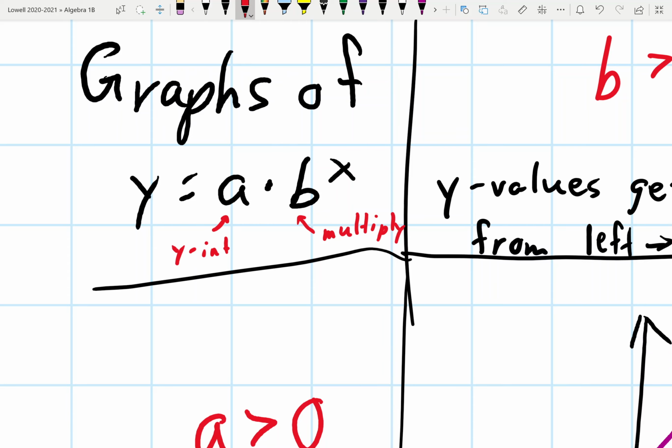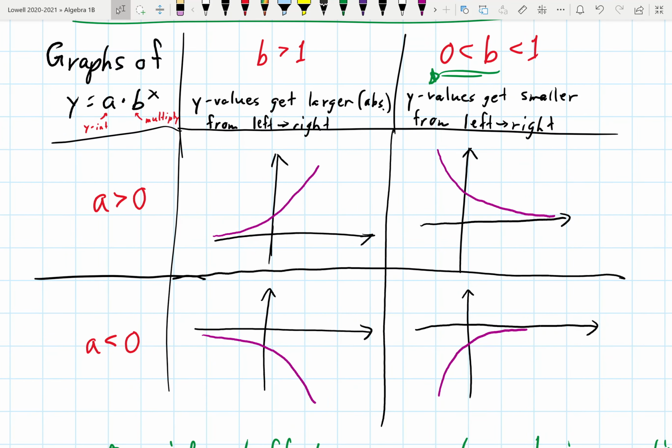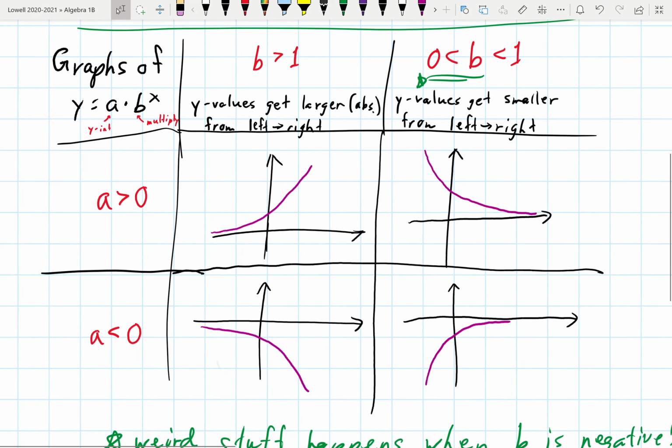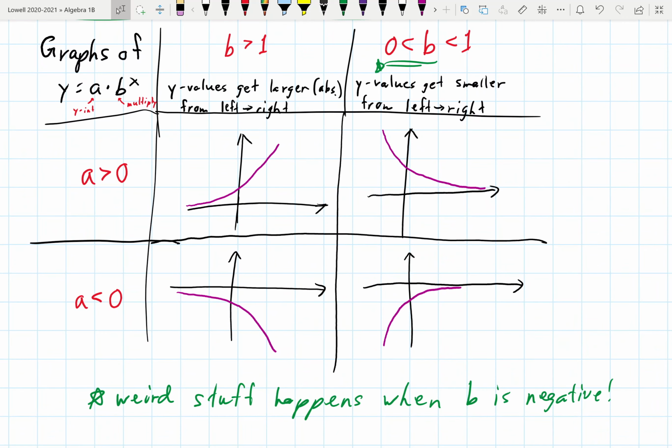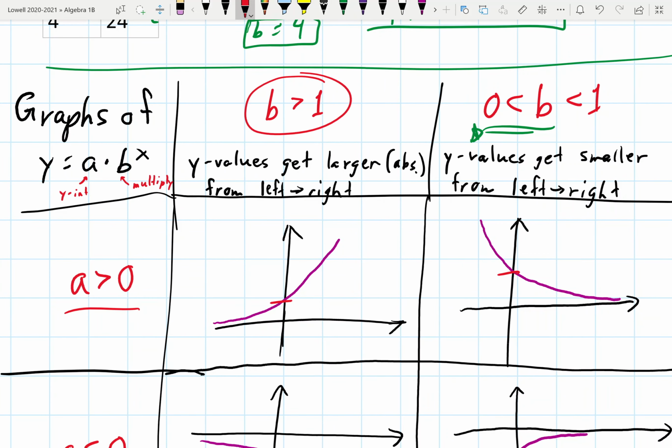And so I'm not going to go through and create a table for every single scenario. You could do that, but I think we can see here what's going to happen. So if our a is positive, our y-intercept is positive, well, that's marked off right there by those 2 points. Then what could happen? If our b is greater than 1, so for example, our b value is 2, 3, 4, 5, and so on, heck, even 1.1, what's going to happen?